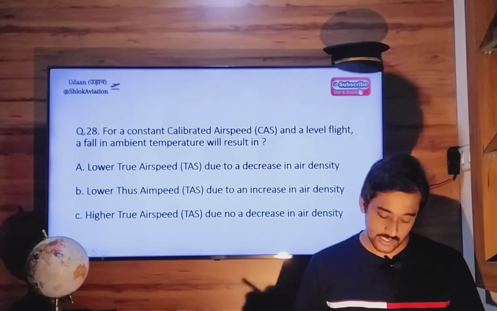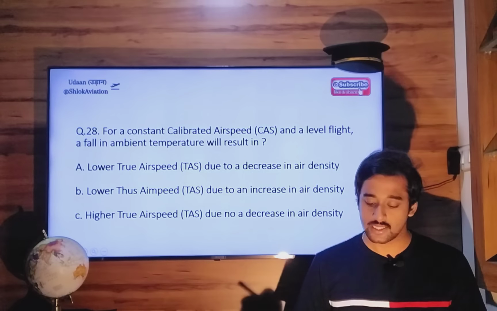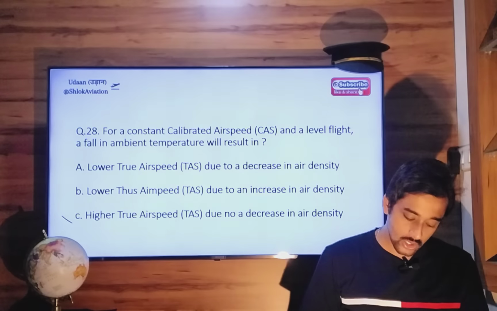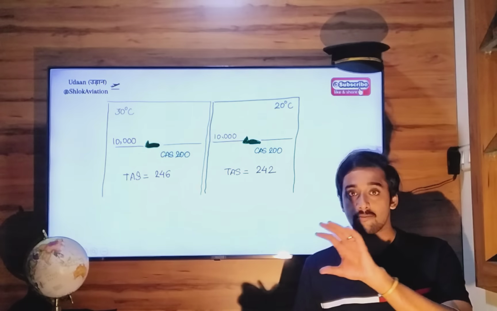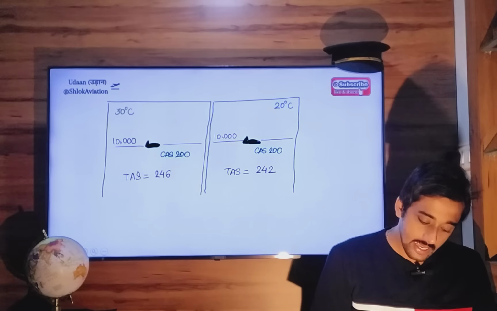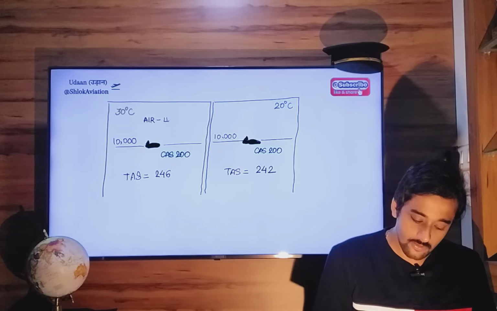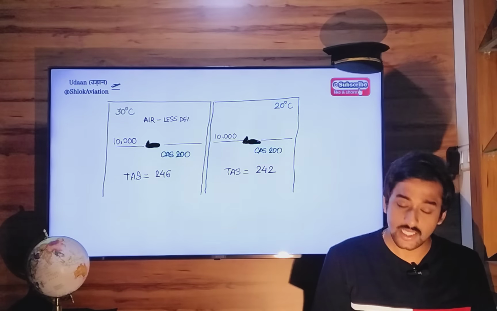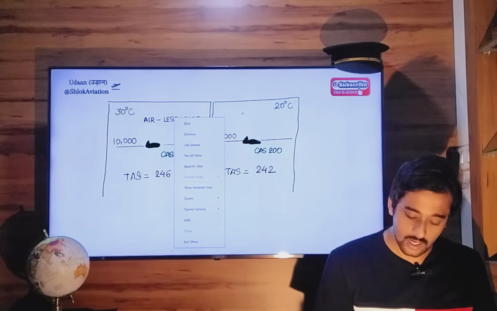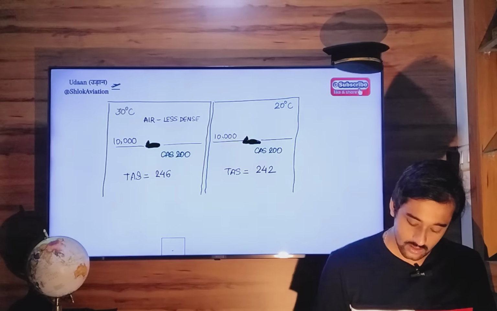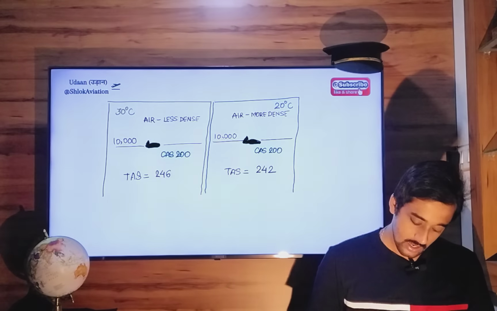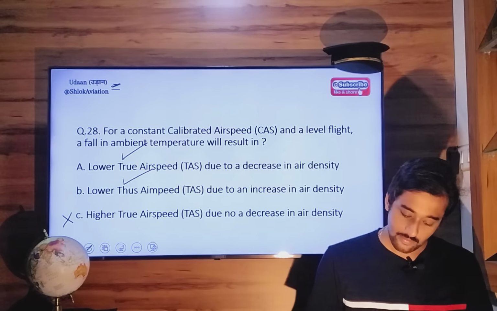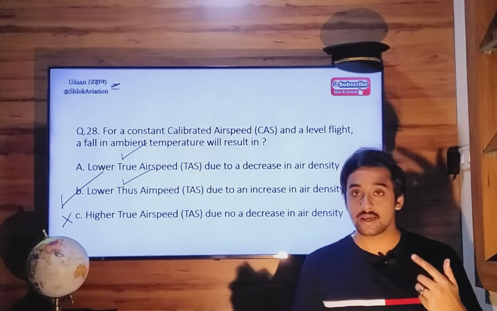So we have lower true airspeed. This part is right in both the options. What happens when you go from warm air mass to a cold air mass? In warm air mass, air is less dense, air is thin, whereas in cold air mass, air is more dense or denser than air in warm air mass. Okay, so the correct answer here will be option Bravo, due to an increase in air density.